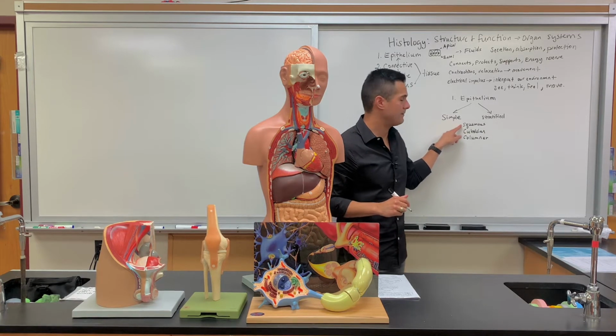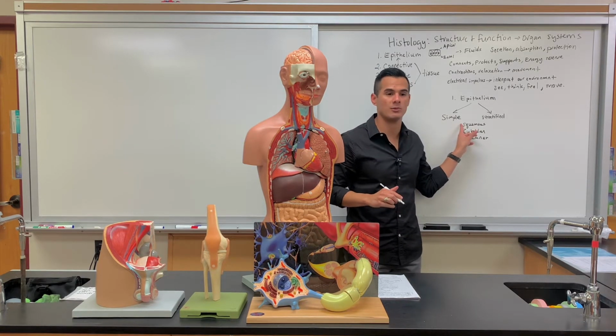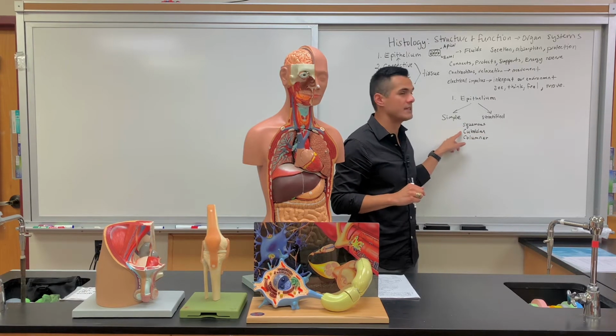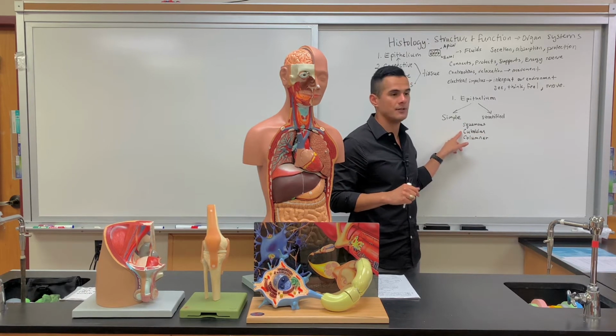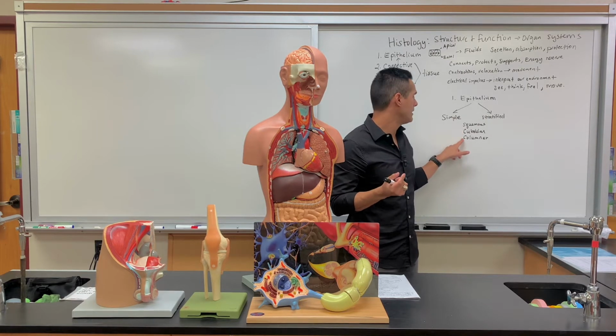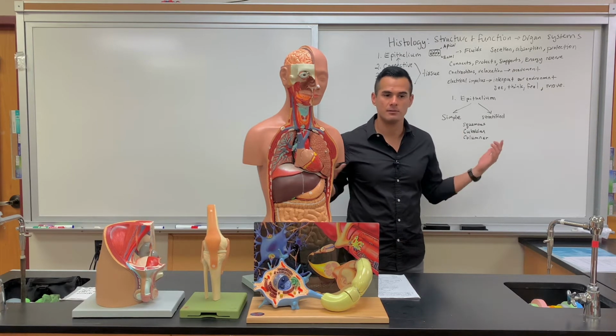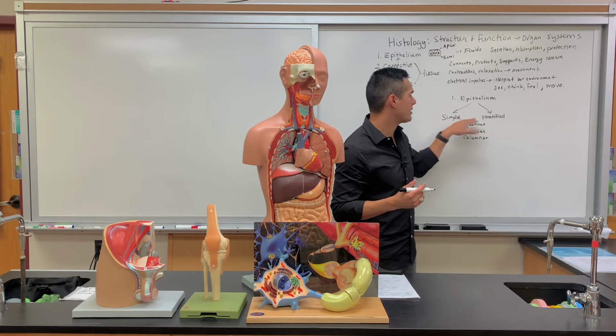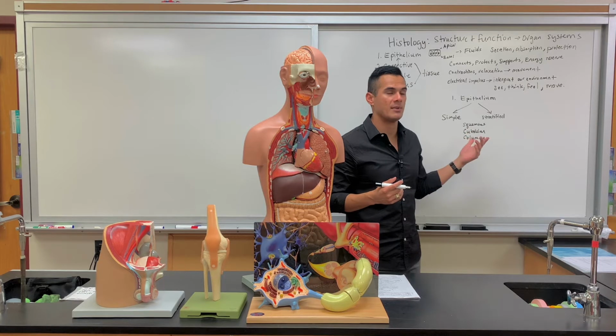So if a cell is squamous, what we're saying is that that cell is flat. If the cell is shaped like a cube, if it's cuboidal, it means it's shaped like a cube. If it's columnar, it's shaped like a column, right? So fairly straightforward. And so what we can do is we can combine these terms together to describe the epithelium.